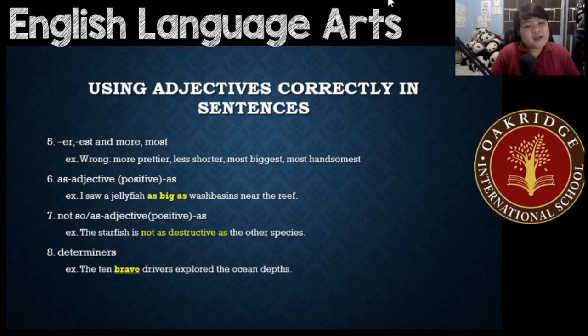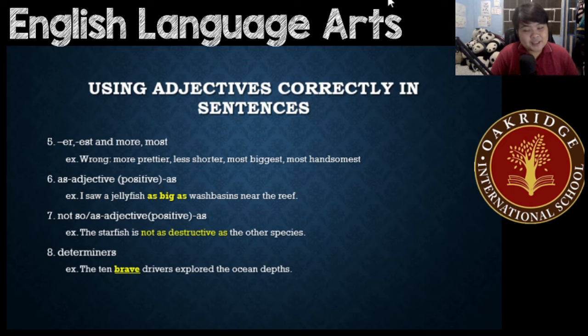Another example, when you have to use the phrase as, and then an adjective in the positive or base form, and then as. For example, I saw a jellyfish as big as wash basins near the reef. Here you're making more of a comparison, trying to find the likeness of something, how it is the same or similar to something else. And you also have the other form, not so or not as. For example, the starfish is not as destructive as the other species. Here you're trying to compare two things as well.